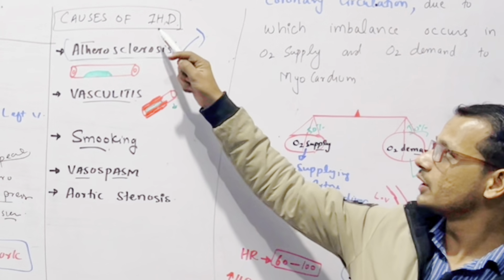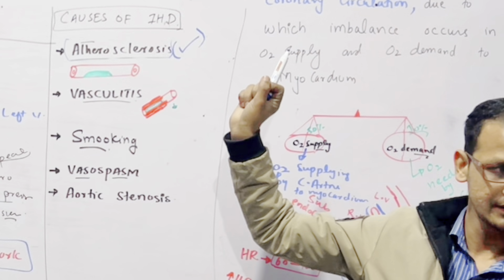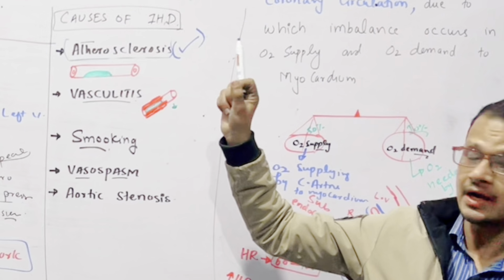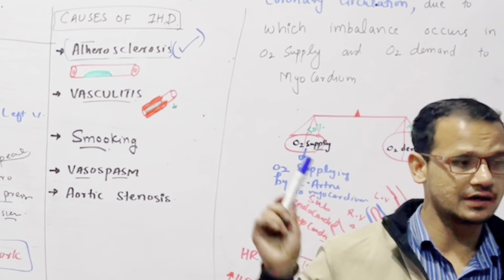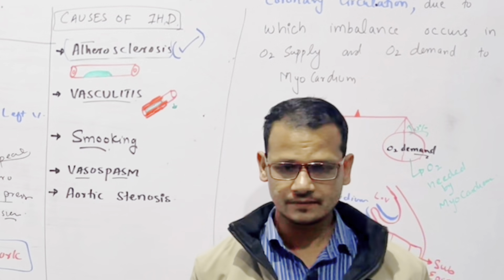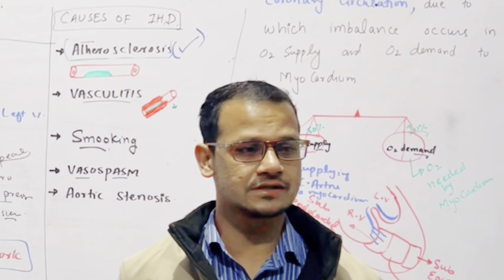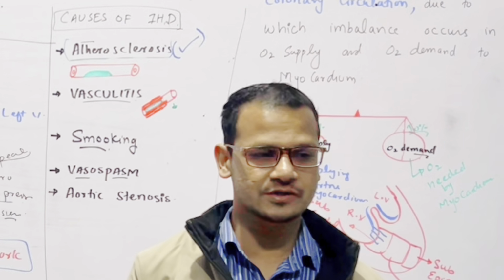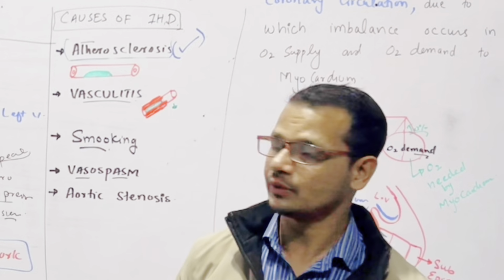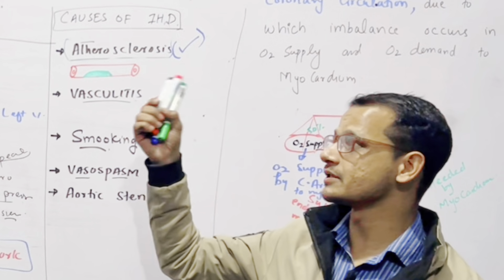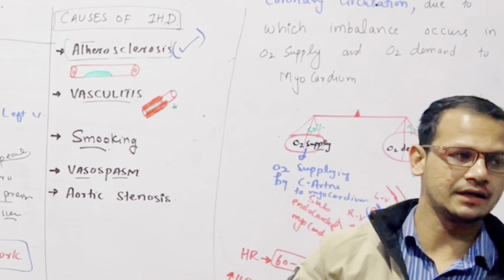So in the next lecture we will discuss the causes and pathophysiology of ischemic heart disease, and also the categories of ischemic heart disease, like angina, unstable angina, STEMI, infarctions, and one is vasospastic, which is also called Prinzmetal's angina. We will discuss the causes and categories of ischemic heart disease in detail in the next lecture.